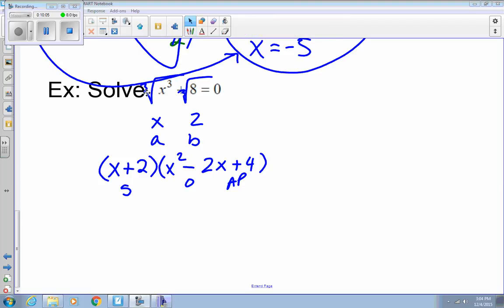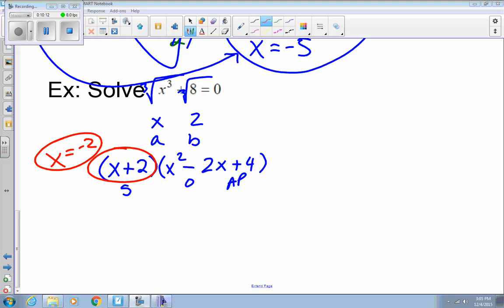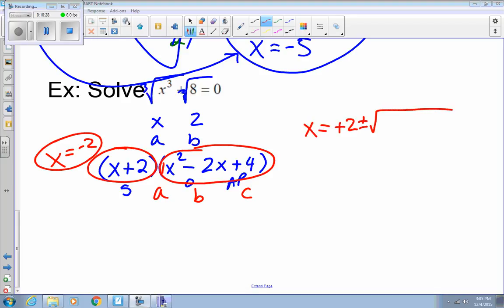So from x plus 2, your solution, mathematically, is -2. The solution from x squared minus 2x plus 4, that's where we need to use the quadratic formula. So 1 is a, -2 is b, and 4 is c, so let's use that. Opposite of b is +2 plus or minus the square root of -2 squared minus 4 times a times c.